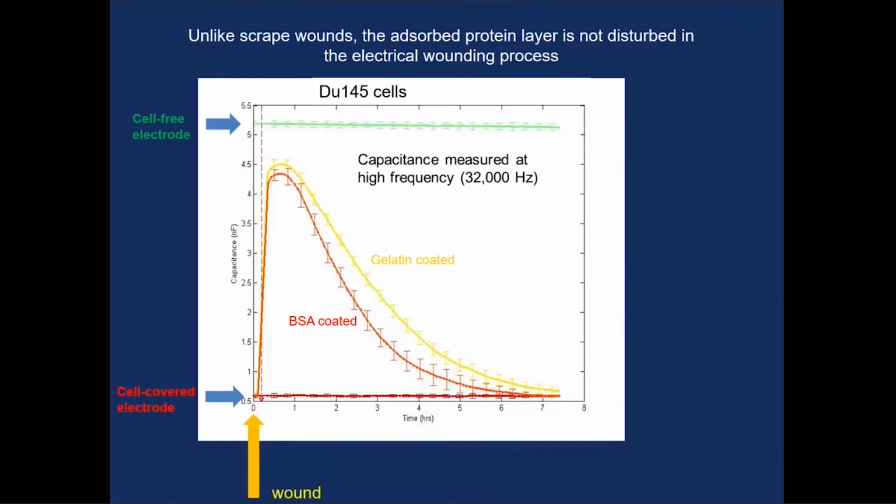Again, we're using capacitance at high frequency, which is our choice to look at coating of the electrode. And we're working here with the human prostatic cell line DU145. Electrodes were pre-coated before this experiment with either BSA or gelatin. And at time 0, we have a confluent layer. We apply a high current pulse to kill most of the cells on the electrode. And then we watch as the capacitance returns back to low values as the cells move in. And what we see clearly is that on BSA, the cells are migrating more rapidly than on the gelatin-coated electrodes.